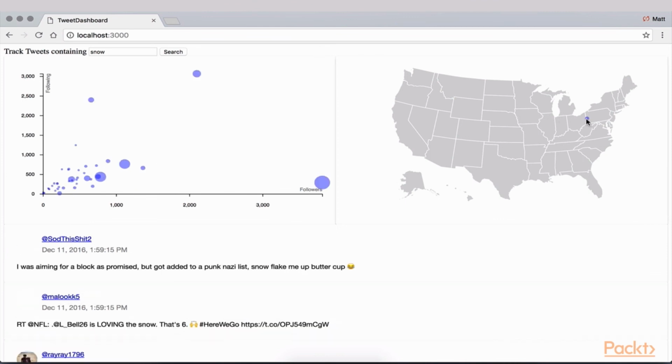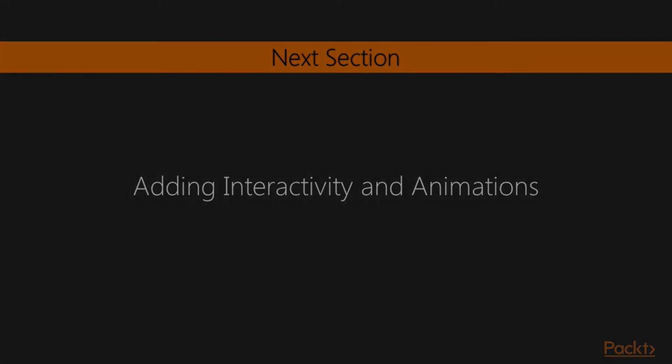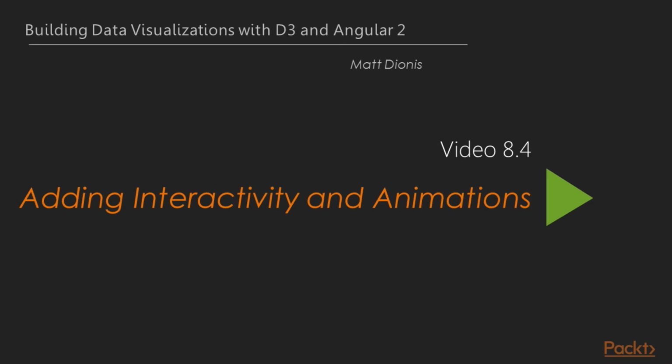I have a nice data dashboard built out to display info about tweets in real time. Next, let's improve this dashboard by adding interactivity and some basic animations. We now have an awesome real-time data dashboard built out with D3 and Angular 2. Let's wrap things up by adding some basic interactivity, as well as briefly introducing Angular 2 animations.